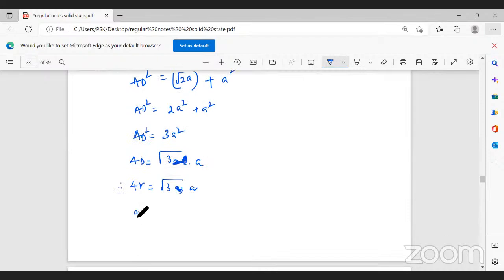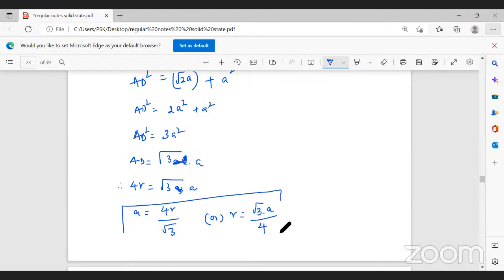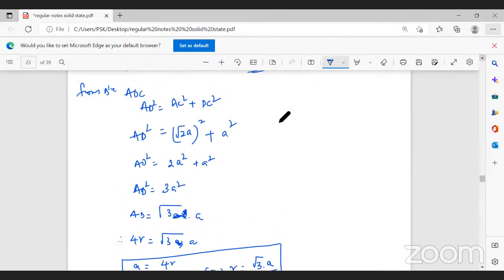So what will be A? A will be equal to 4R by root 3, or we can write R is equal to root 3A by 4. So this is the edge length. This relation also you should know. A is equal to 4R by root 3, or R is equal to root 3A by 4. Later we will be working out the problems.